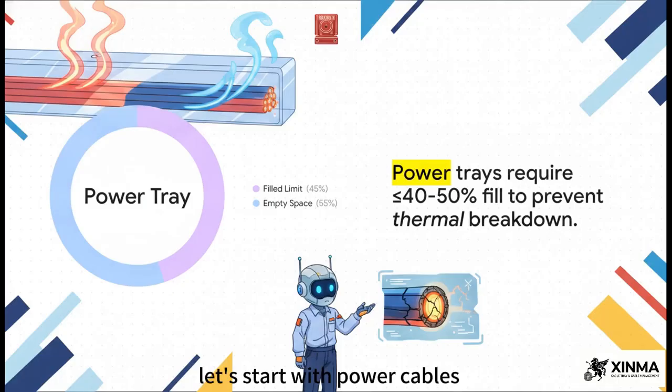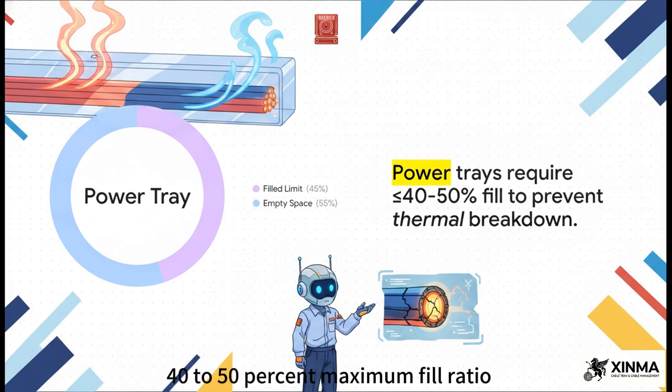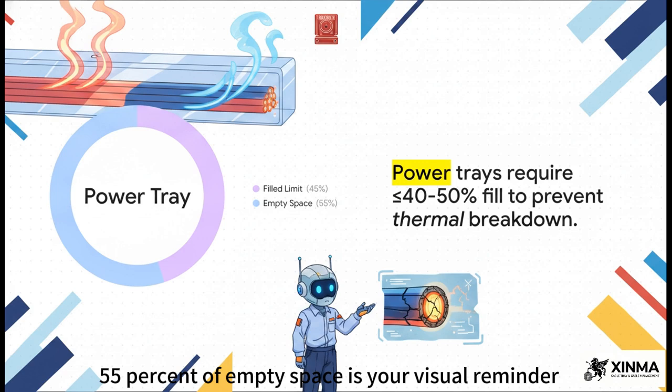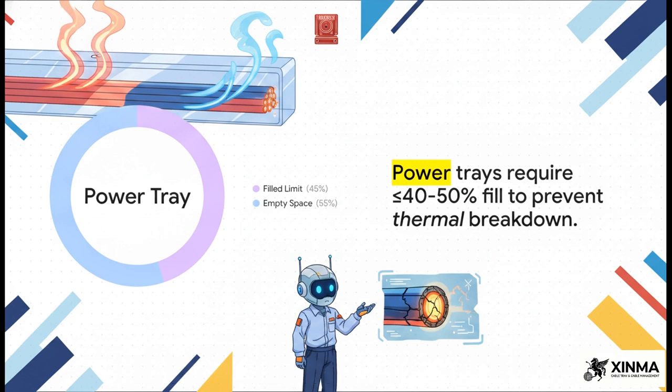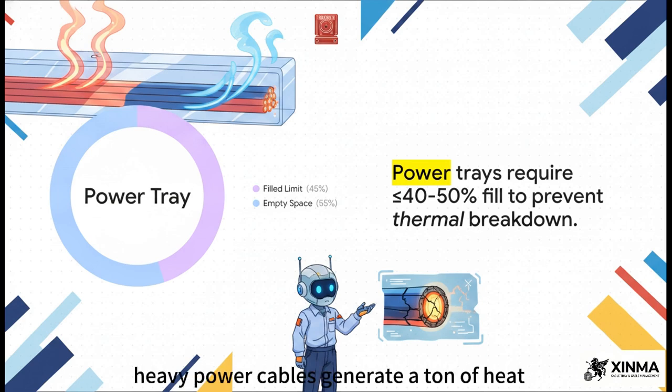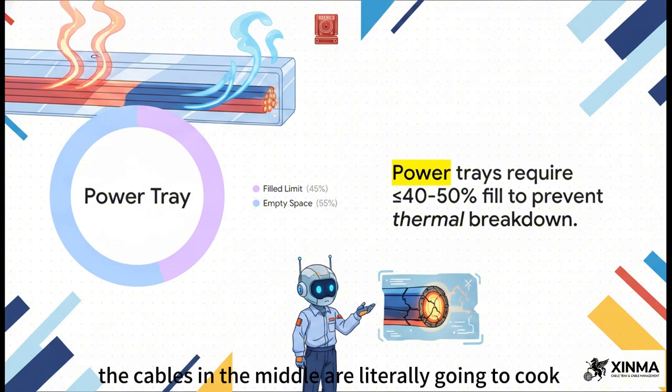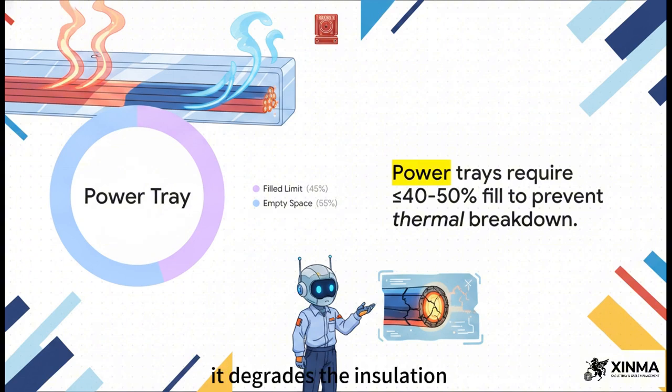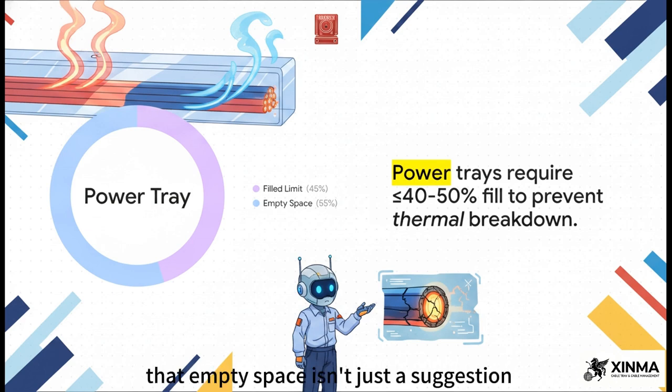Let's start with power cables. You are strictly restricted to a 40 to 50% maximum fill ratio. Seeing that 55% of empty space is your visual reminder of something critical: heat dissipation. Heavy power cables generate a ton of heat. If you pack that tray to 100%, the cables in the middle are literally going to cook. It degrades the insulation and can cause a catastrophic fire. That empty space isn't just a suggestion, it's a hard engineered requirement.